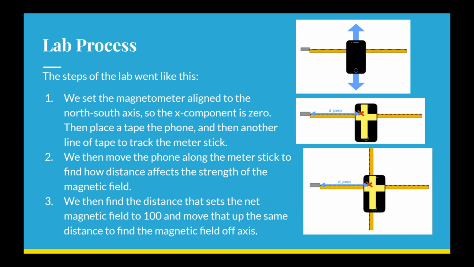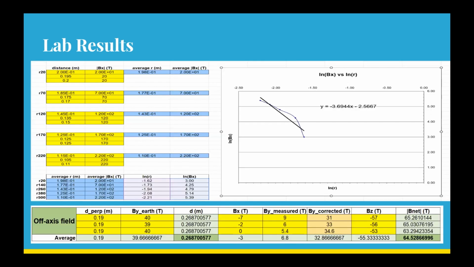And we found as the magnetometer moved closer to the magnet, the fields were greater and the distance was smaller. And then we would find this magnetic distance at B net 100. And at that distance, we'll move it up to create a 45-degree angle and find the XYZ components and find the overall net magnetic field.